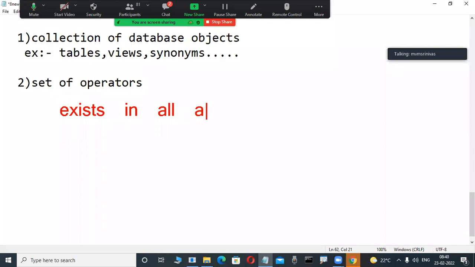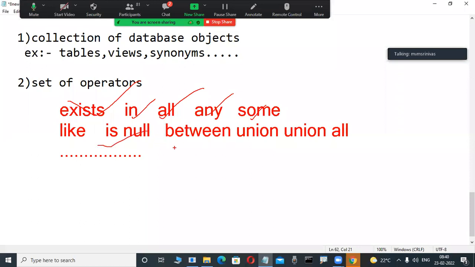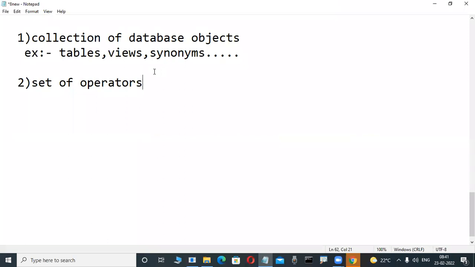ALL is an operator, ANY is an operator, SOME is an operator, LIKE is an operator, IS NULL is an operator, BETWEEN is an operator, UNION is an operator. UNION and INTERSECT are in mathematics also. UNION ALL is an operator. Like this, so many operators are available. These are special operators. You have an idea about all these things. Any relational database has the same thing. Through those operators we are operating relational database products. Is relational database only this much easy?